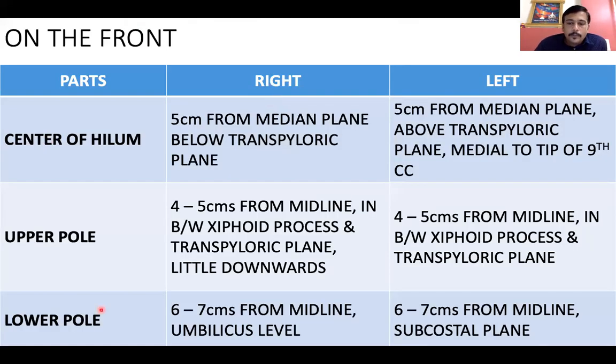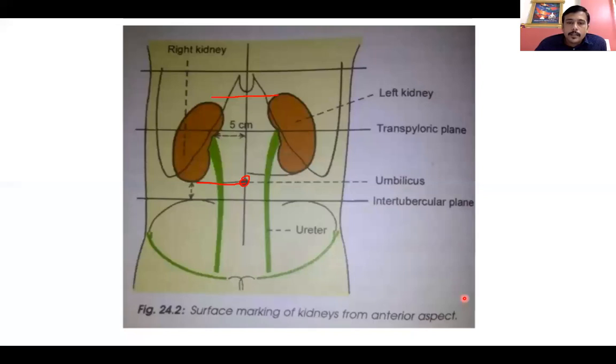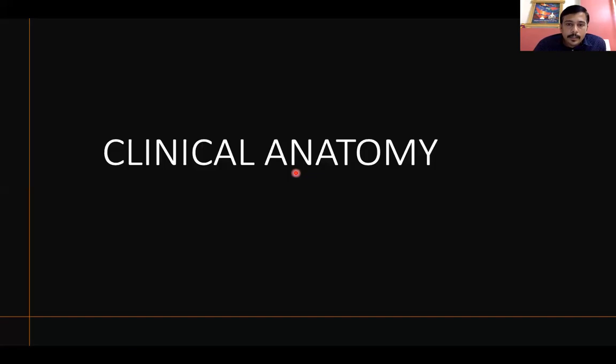The lower pole is located around 6 to 7 centimeters from the midline at the level of the subcostal plane. You can see it's located at the level of the subcostal plane, which is here, or just above the level of the umbilicus, 6 to 7 centimeters towards the left side along the subcostal plane. So this was about the gross anatomical consideration.